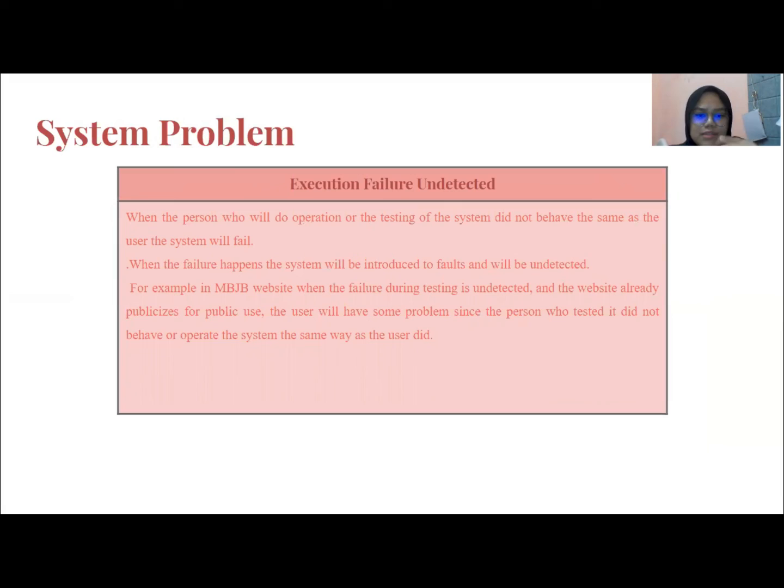When the failure happens, the system will be introduced to faults that will go undetected. For example, in the MBJB website, if the failure during testing is undetected and the website is already publicized for public use, the user will have some problems, since the person who tested did not operate the system the same way as the user did.